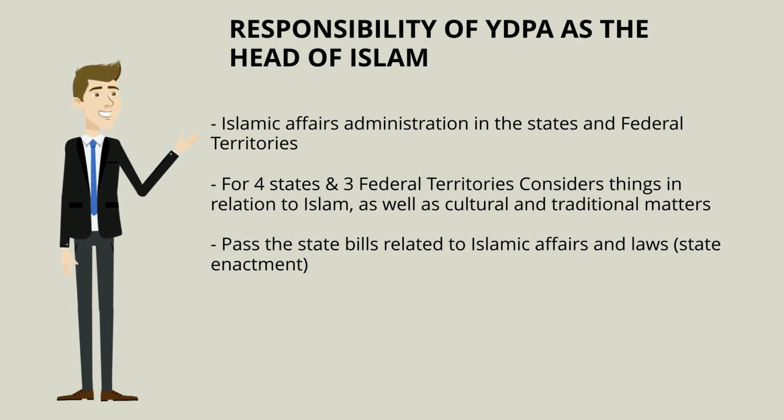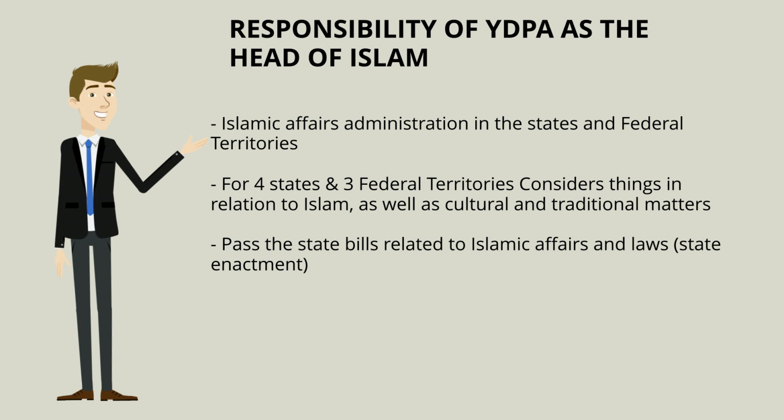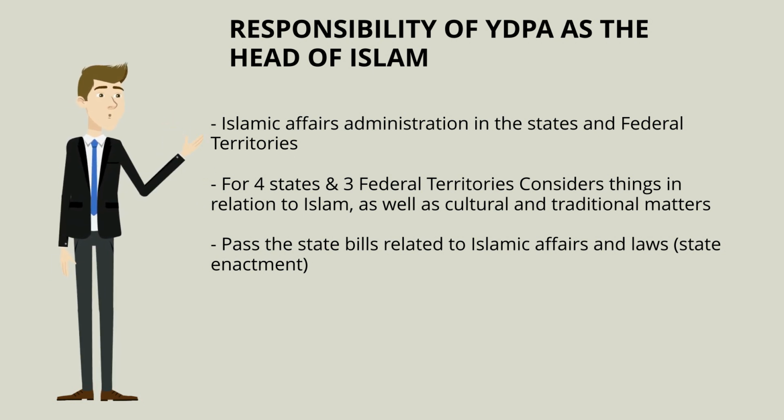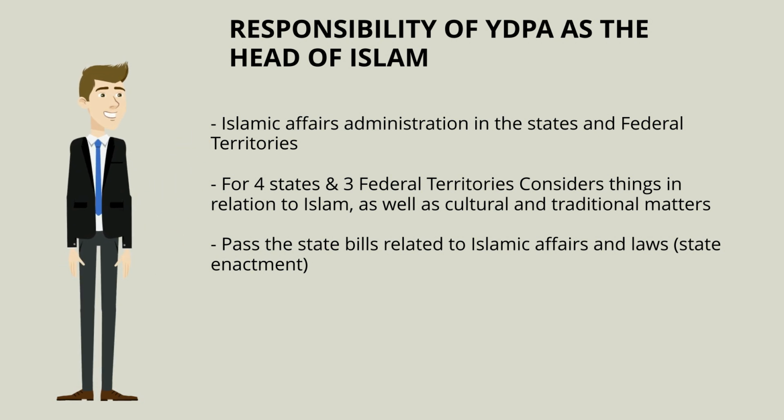Responsibility of Yang di-Pertuan Agong as the head of Islam. Firstly, Islamic affairs administration in the states and federal territories. Also, for 4 states and 3 federal territories, consider things in relation to Islam as well as cultural and traditional matters. Also, pass the state bills related to Islamic affairs and law, state enactment.